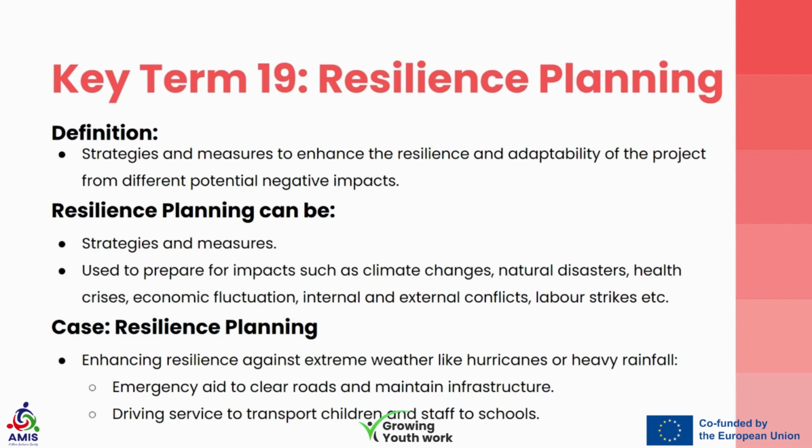If we apply resilience planning to our case study, a potential risk could be the extreme weather, such as hurricanes or heavy rainfall, which could affect the infrastructure in the community and prevent the children from attending school. A strategy which could be made could be to instate either emergency aid, which would help clear the roads faster, or a service where children and staff could be driven to school to ensure their safety.